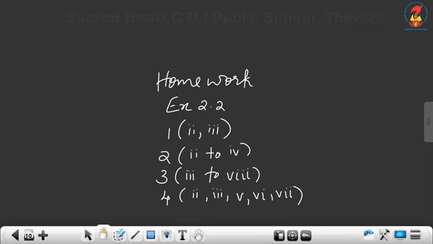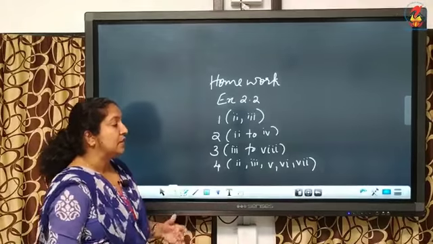So, homework: exercise 2.2, first question, second and third subdivision; second question, second to fourth; third question, third to eighth; and fourth question, second, third, fifth, sixth and seventh.